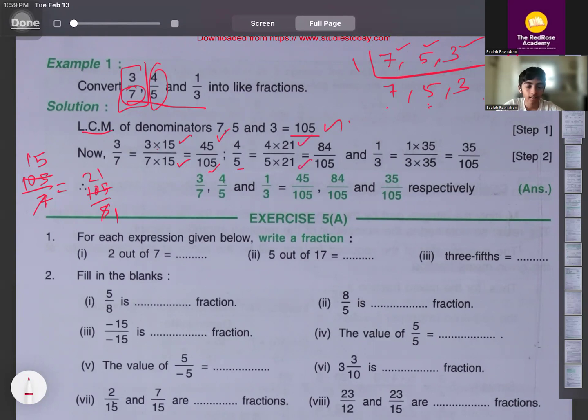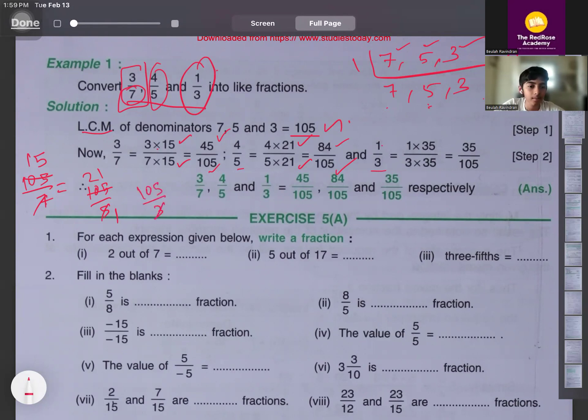So 4 times 21 will be 84. 5 times 21 will be 105. Then consider the third fraction. What is the third fraction? 1 over 3. So 3 is the denominator. So divide 105 by 3.